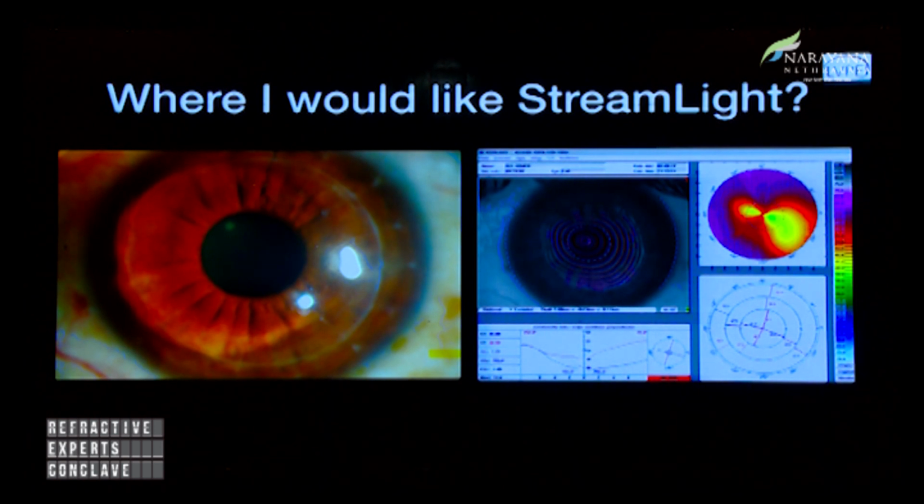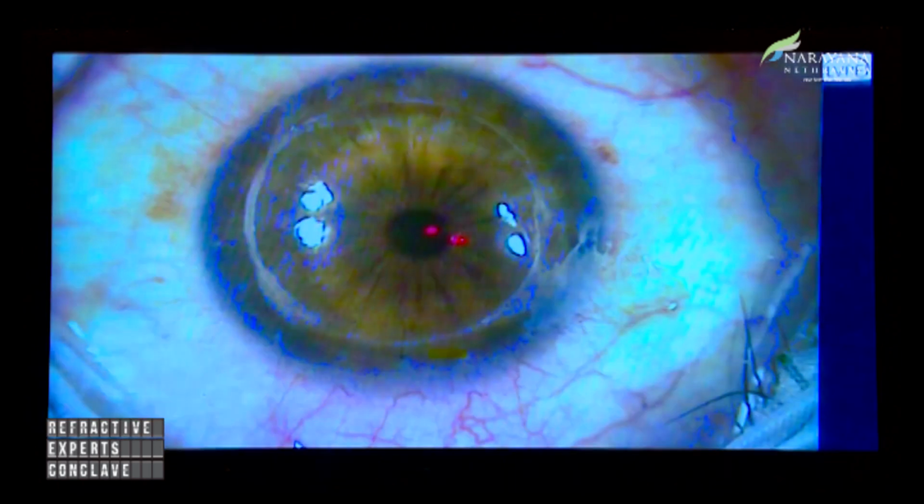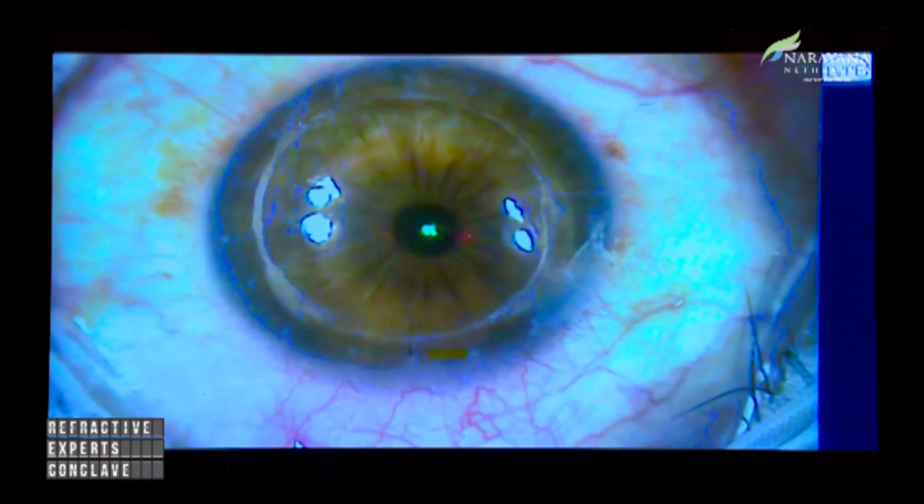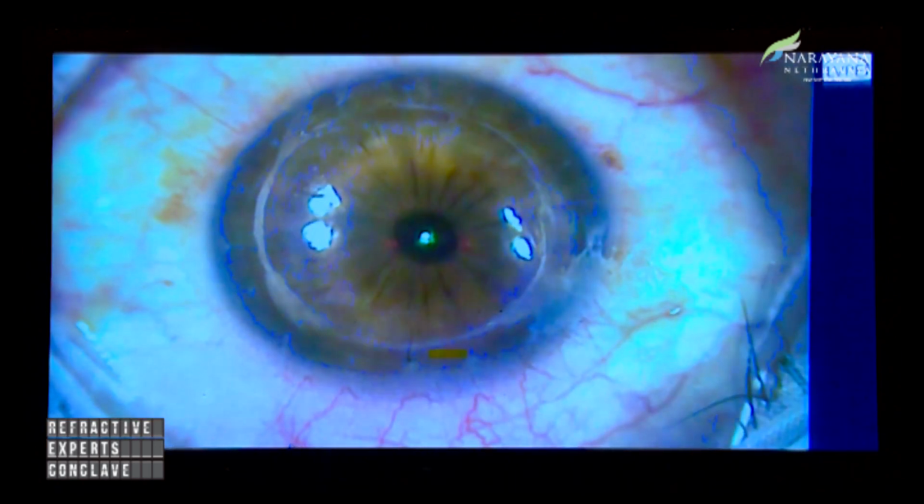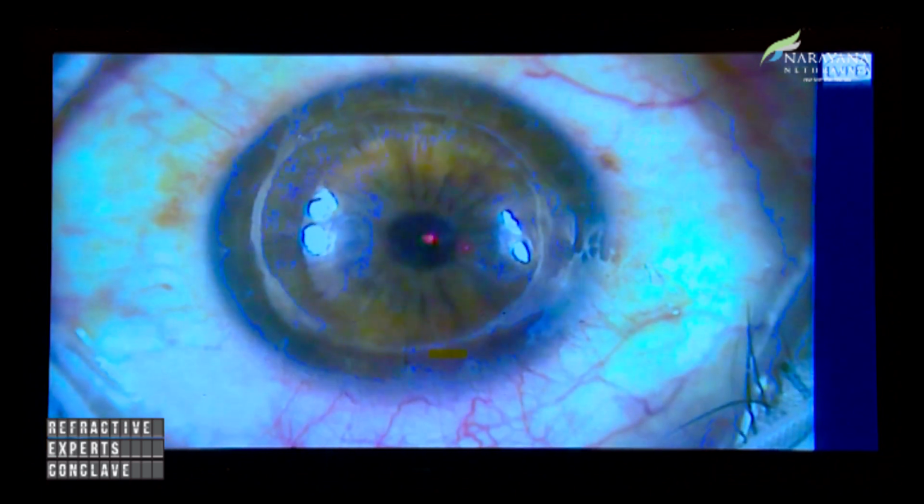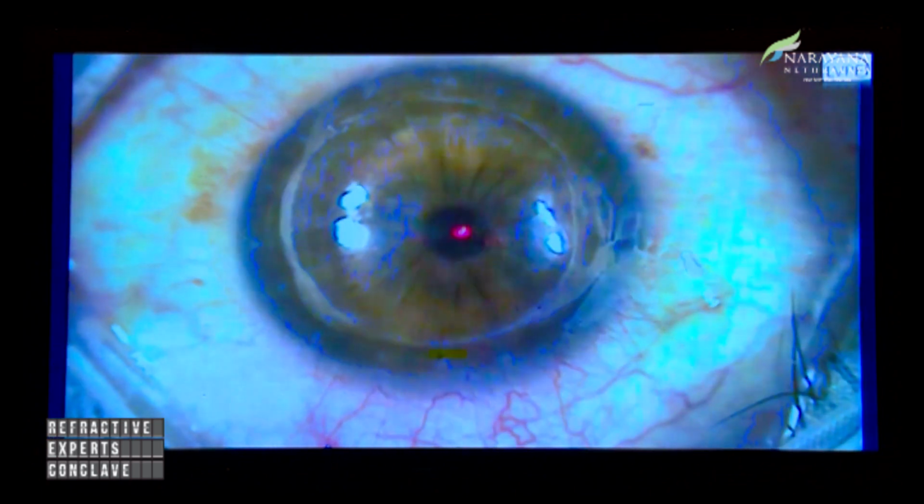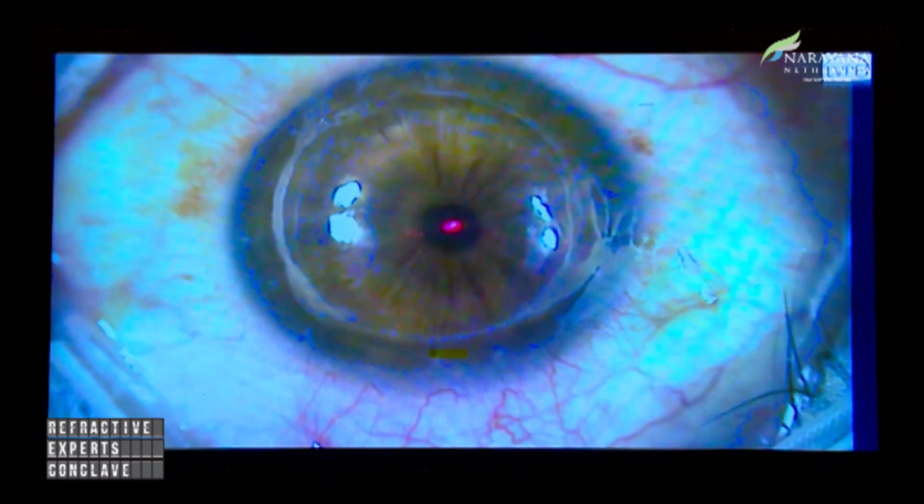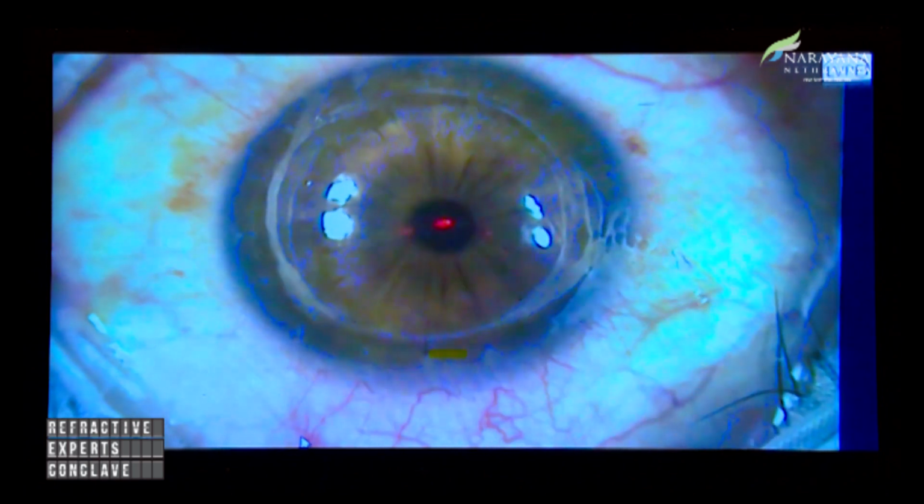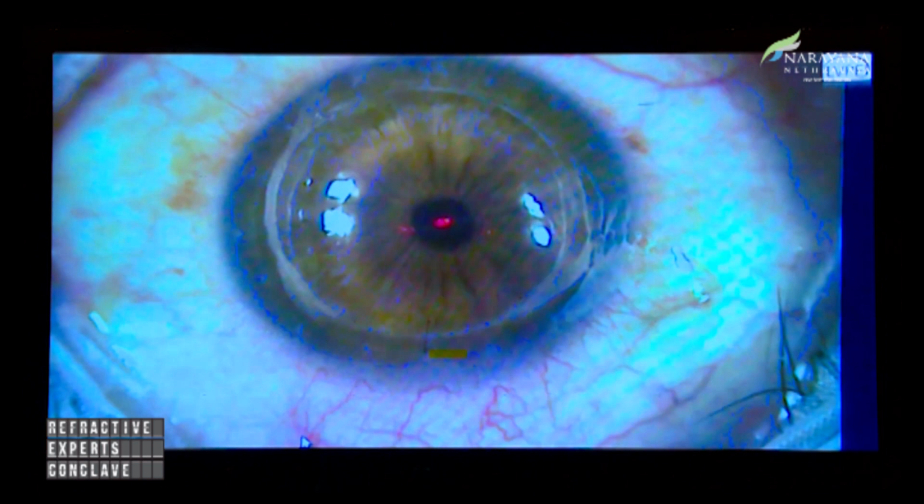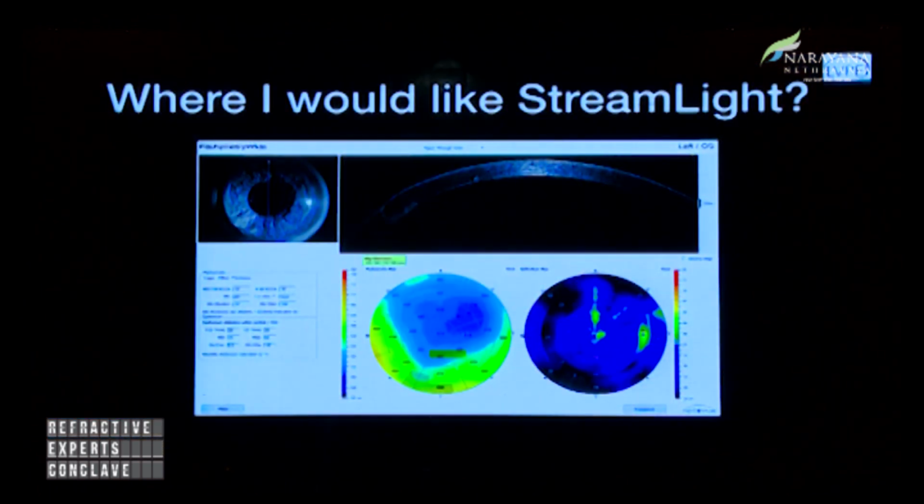This is a post-DALK patient who we did a Contoura treatment for. This was done just yesterday. And typically now StreamLight is available only for wavefront optimized treatments. We would love to have StreamLight along with Contoura because that is the ideal kind of case that you would like to do StreamLight with because you have the uniform epithelial removal. And in the future, we also would like to see StreamLight linked up to an OCT that measures the epithelial thickness so you can customize the removal of the epithelium as well.